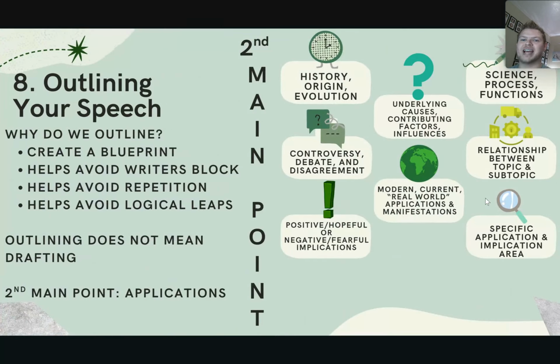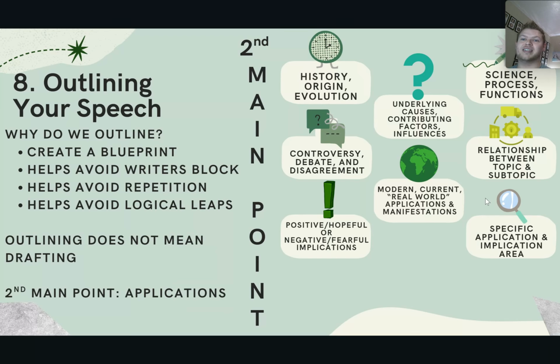Now let's talk about the second main point of your speech. So this is where you most frequently do applications. Where do we see this in the real world? Now, some people's second main point looks almost exactly like a first main point. They just do one of the different options. So if their first main point was science, maybe their second main point is history. So the second point is the most flexible of all of the points in informative speaking.